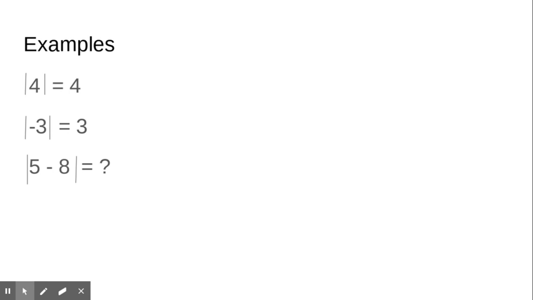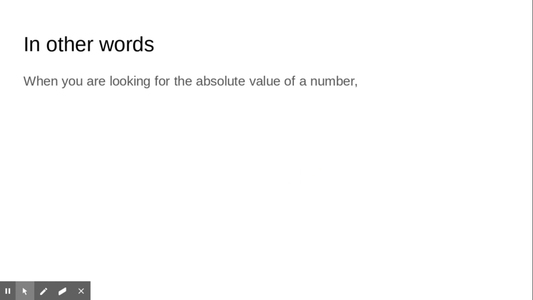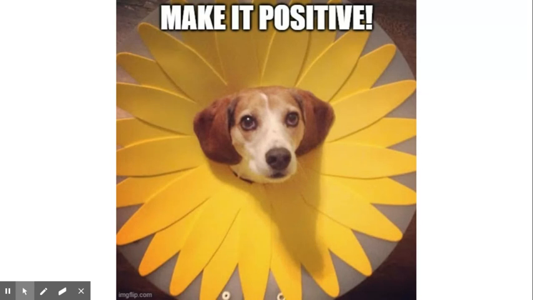So what we will do is we will first do what is inside of the absolute value before we try to make it positive. So that turns it into negative 3, because 5 minus 8 makes negative 3. And we see just above there that the absolute value of negative 3 is positive 3. So in other words, when you're looking for the absolute value of a number, you make it positive.